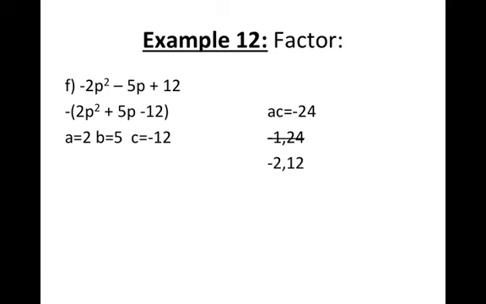Negative 2, 12, that adds to 10. That doesn't work. Negative 3, 8, thank goodness, that adds to 5. So I'm going to have negative 2p squared minus 3p plus 8p minus 12.